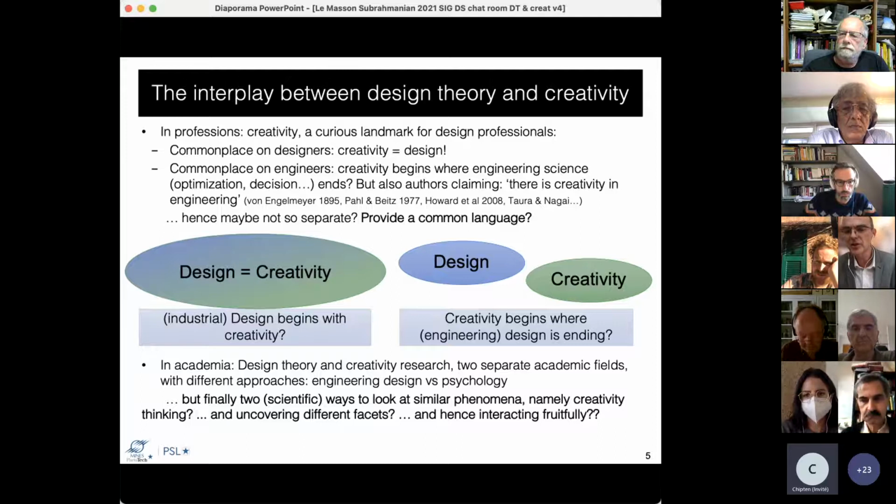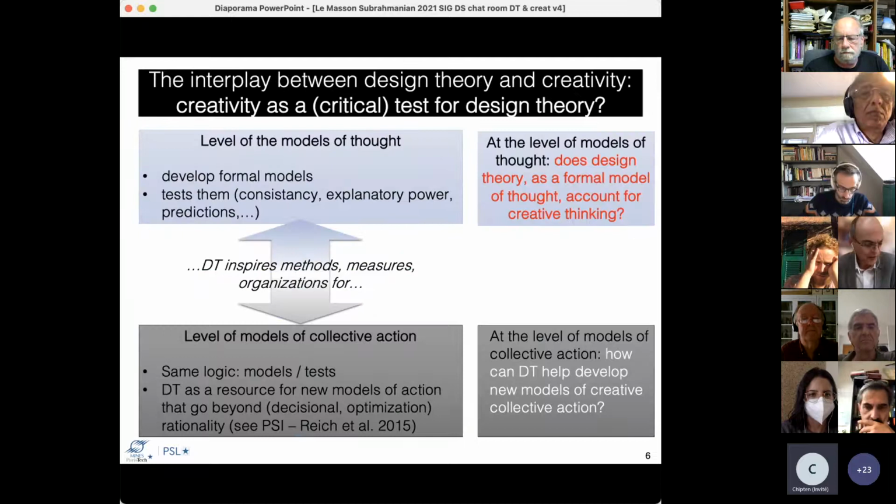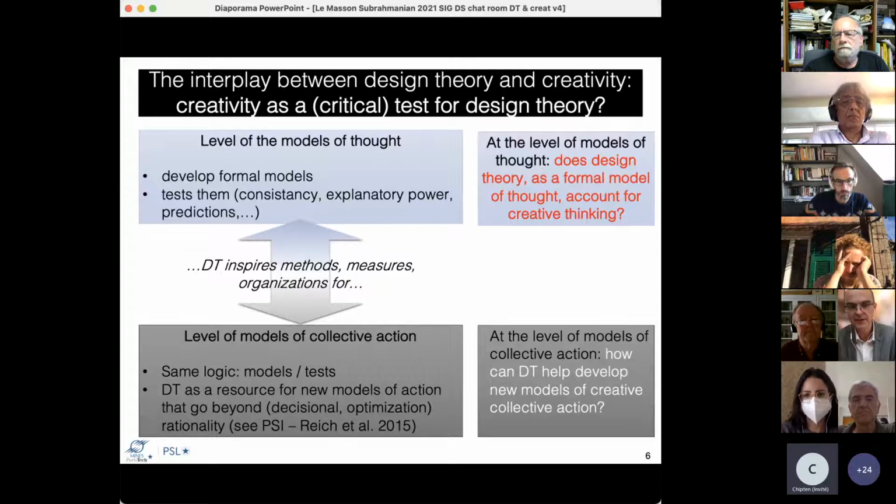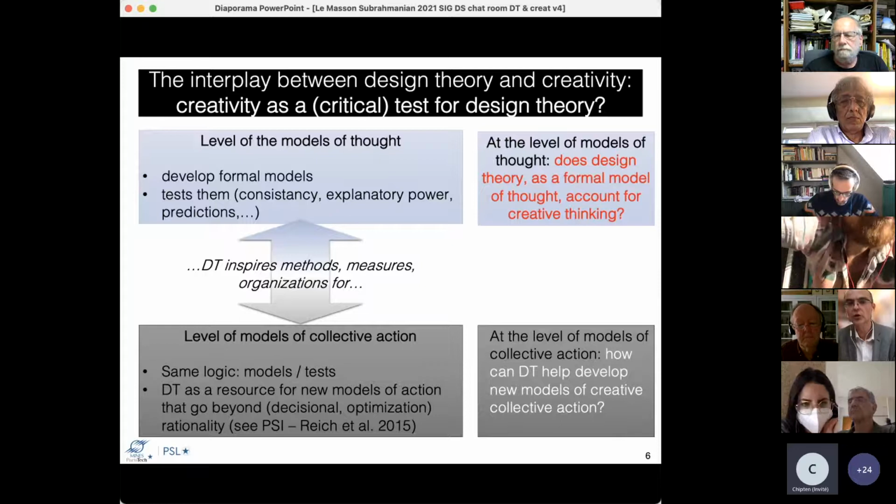Well, here we have to be very careful. This interaction should take place probably at different levels. And as soon as we discuss how creativity can nurture design theory, we have to distinguish the level of the models of thought, where we develop formal models of design, and we can test them, meaning testing their consistency, their explanatory power, their prediction, etc. At this level, the question is, does design theory as a formal model of thought account for creative thinking?